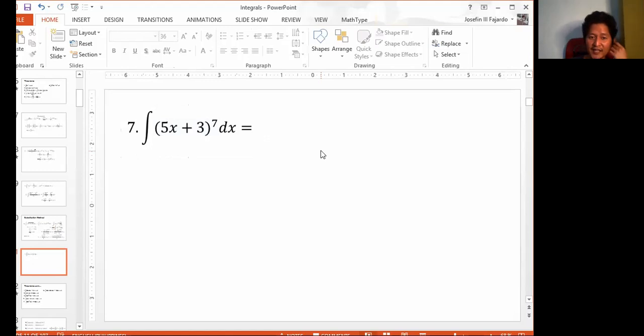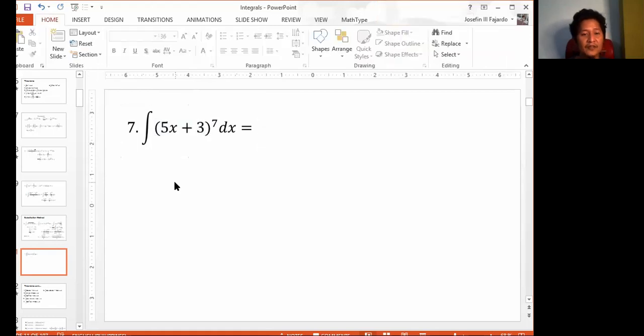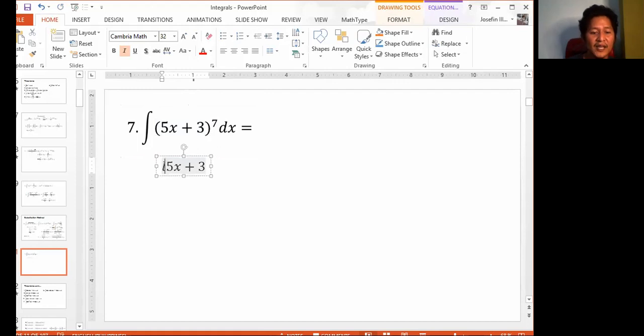Okay, so how do we get the integral of this? So same thing with the previous example. Ito parang u to the n du pa rin to. Kaso yung base natin ay hindi kaparehas ng ating differential. Itong base na 5x plus 3 ay hindi parehas sa dx. So ang gagawin natin, paparehasin natin siya. So papalitan natin to with a different variable. So we replace this by u. So we let u to be equal to this. Okay?